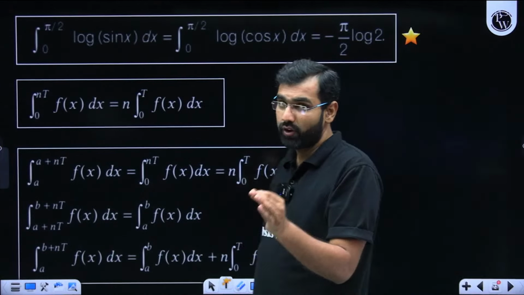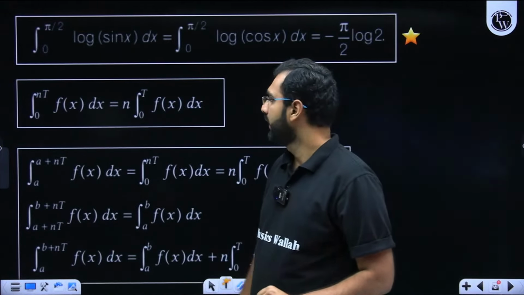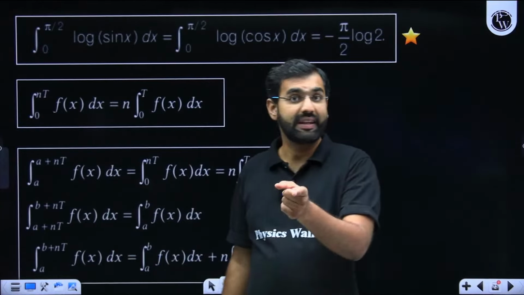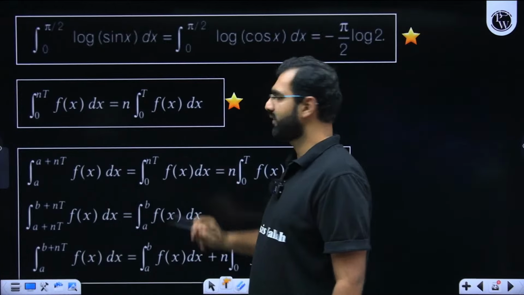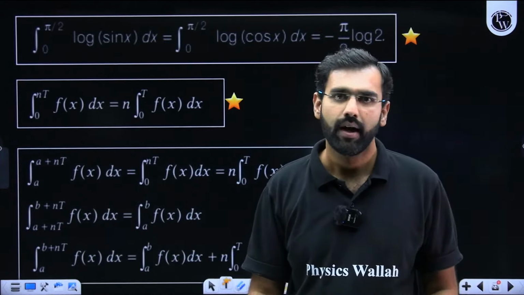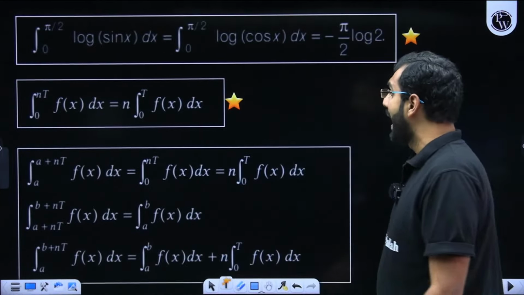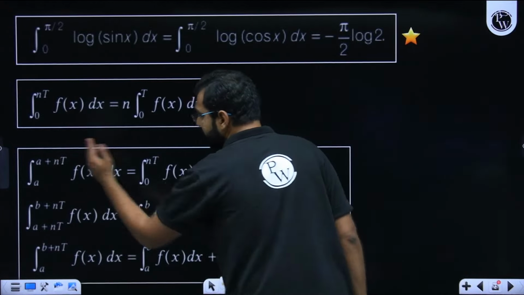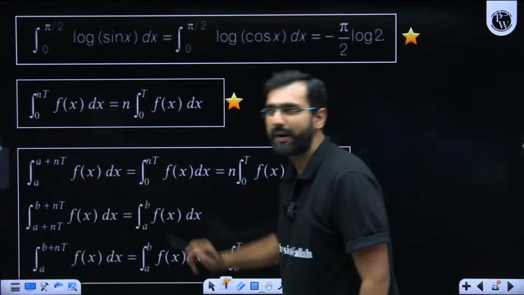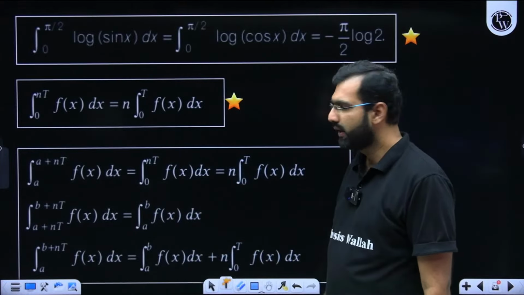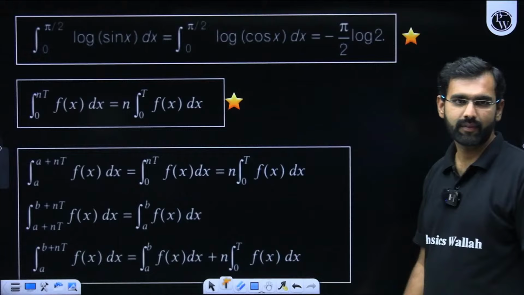So if f of x is a periodic function, then 0 to nT, where T is the period, can be taken as n times 0 to T f of x dx. Do you remember that one? I hope all the participants are there. And with that, from a to a plus nT, so that a doesn't matter now, you can write it as 0 to nT, and 0 to nT we know is n times 0 to T.